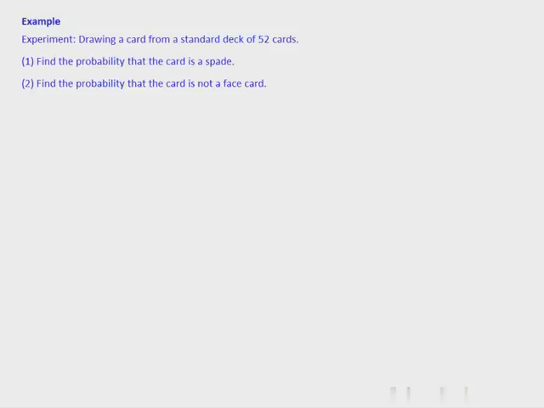Okay, let's look at another very popular example. So we have a pack of 52 cards, a standard deck of 52 cards. We all know what these 52 cards are. There are 13 of each suit. The suits are called spades, diamonds, hearts, and clubs. There are 13 of each suit. And the 13 cards run from an ace, king, queen down to a 2.